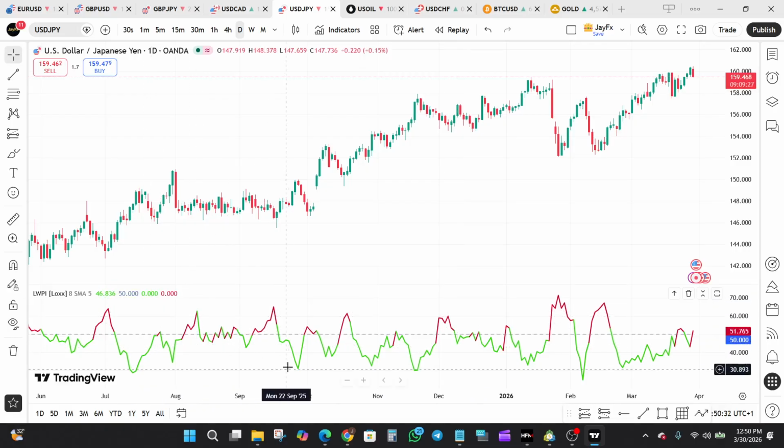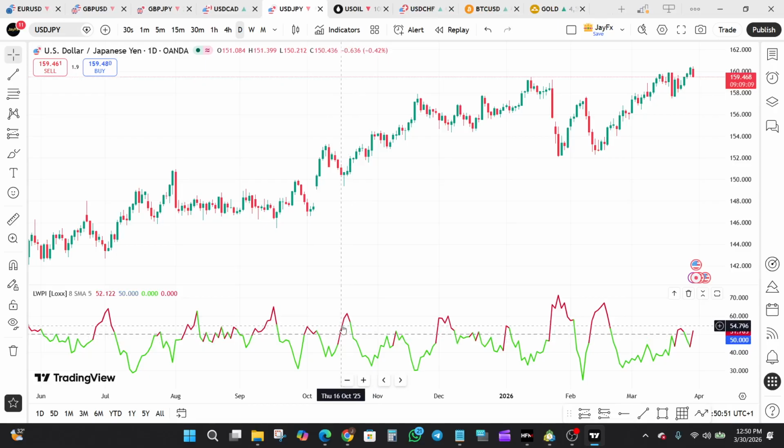So when the indicator rises, it suggests increasing buying pressure, especially when it crosses above the 50 level. It can indicate buying pressure, like we can see what happened here.